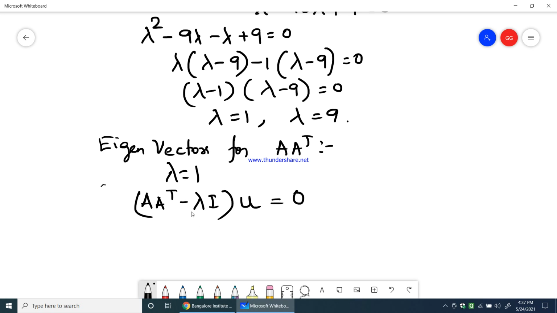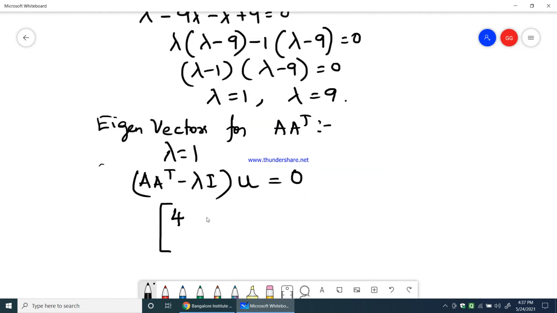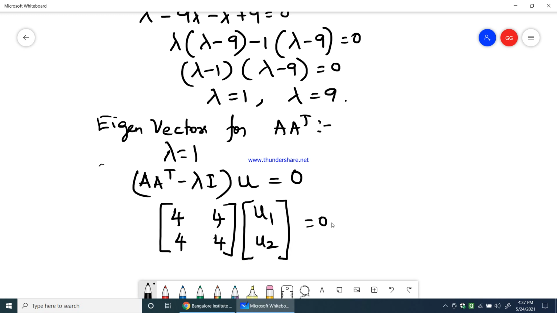Okay, so therefore here it is 5 minus lambda. So 5 minus 1 is 4. 5 minus lambda, which is 5 minus 1, is 4. Then 4, 4. Again 5 minus 1 is again 4. Multiplied by u1, u2 equals 0.